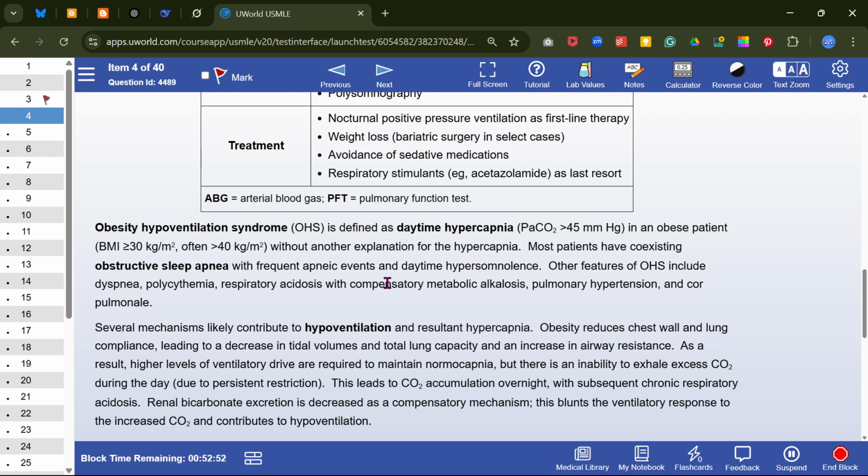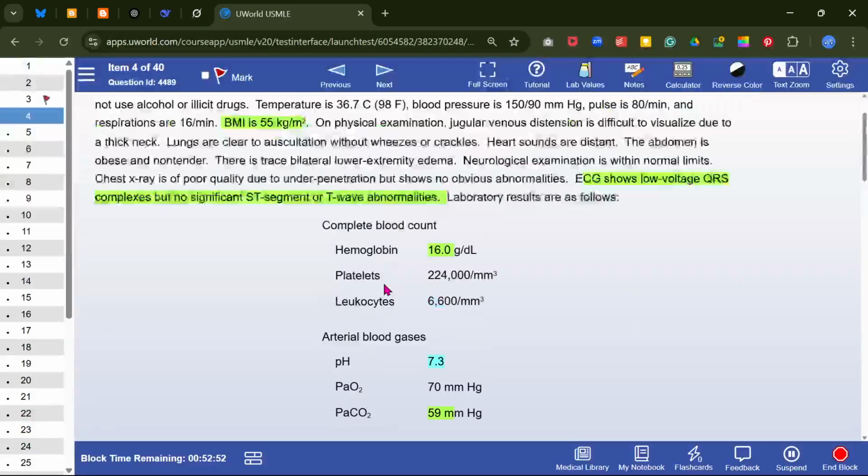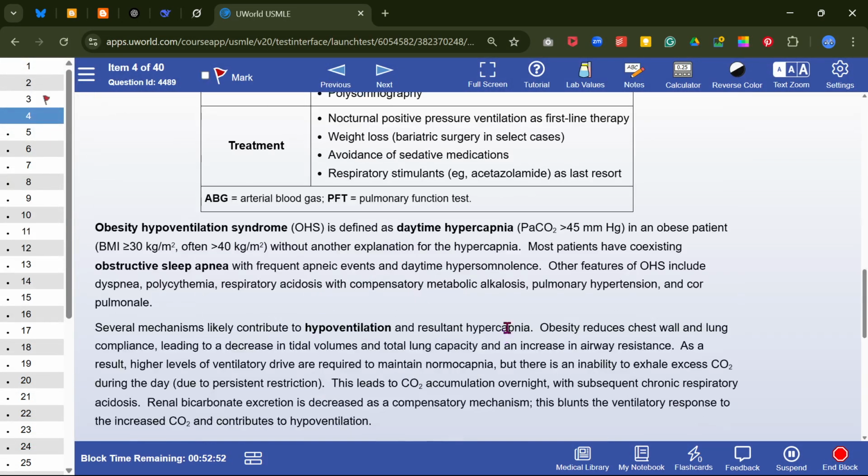Obesity hypoventilation syndrome is defined as daytime hypercapnia, PaCO2 more than 45 millimeters of mercury, in an obese patient, and BMI is more than 30 and often more than 40 kg per meter square.